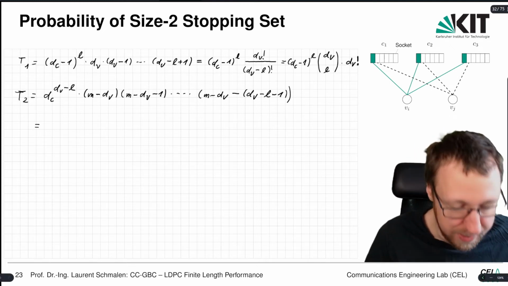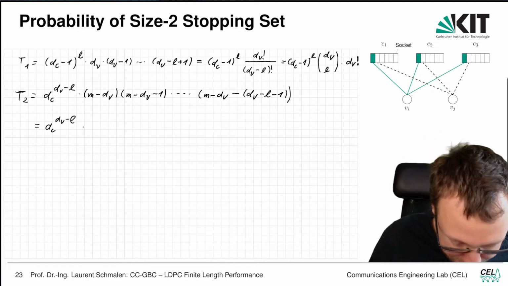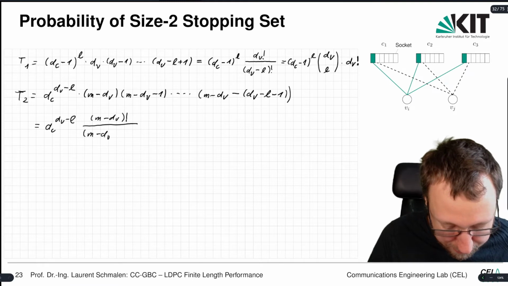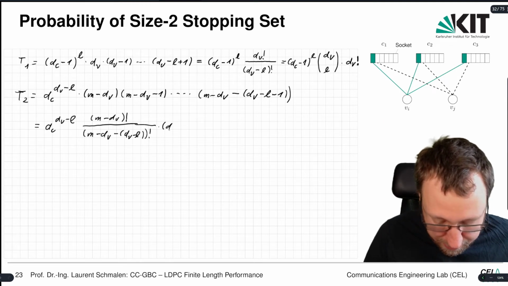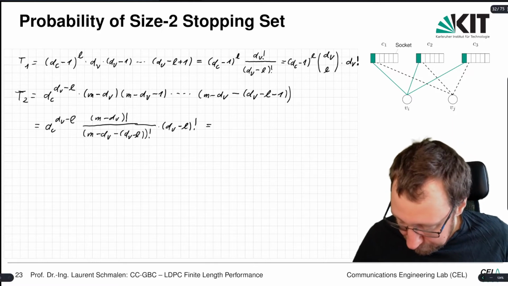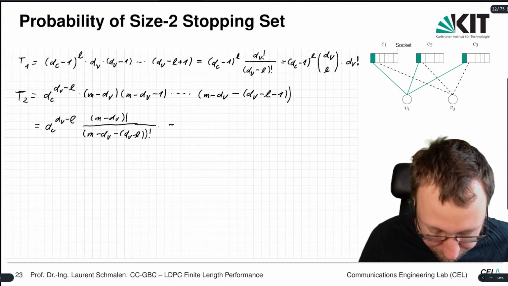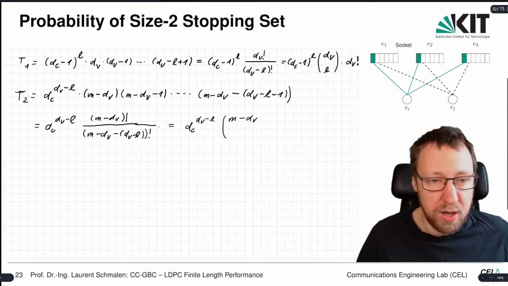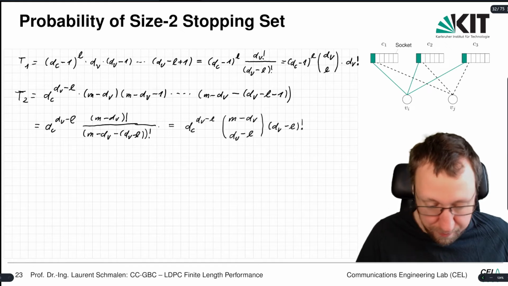And this, again, we can express using a combinatorial term. So this is dc to the power dv minus l. We can do the same trick as before. So this is equal to m minus dv factorial divided by m minus dv minus (dv minus l) factorial times dv minus l factorial. And this is equal to dc to the power dv minus l times m minus dv choose dv minus l times dv minus l factorial.